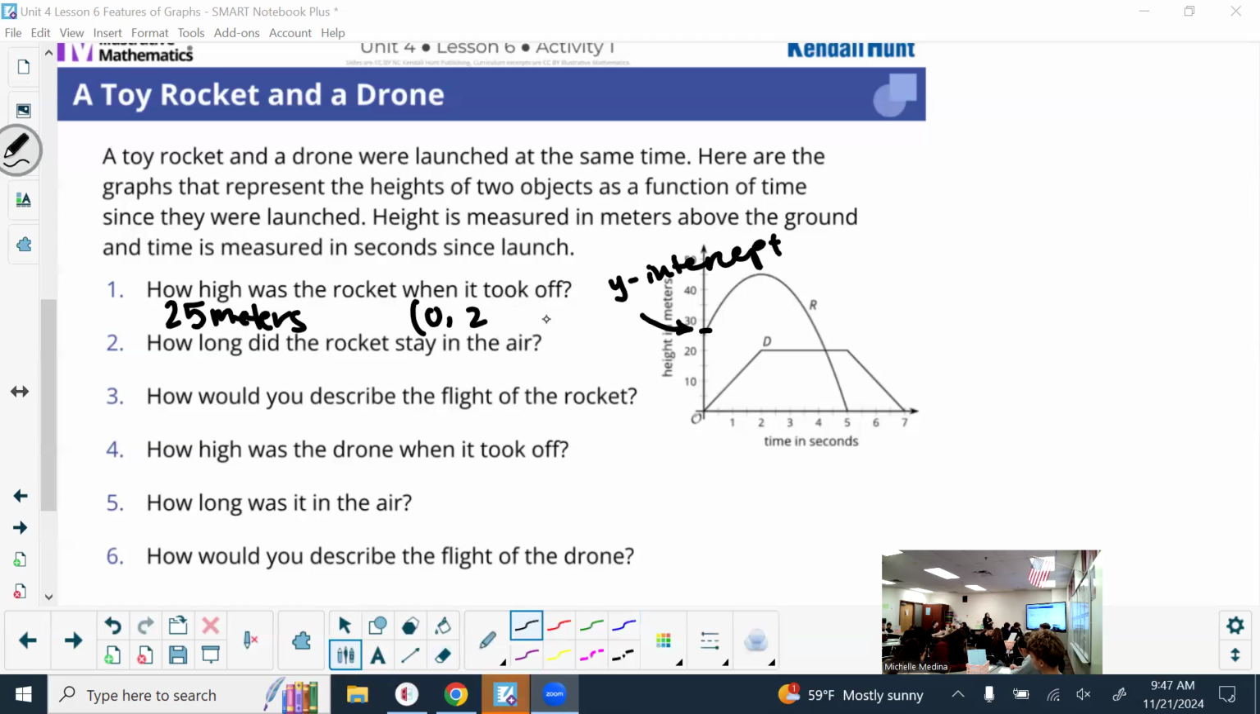All right, questions on that? So by definition, your y-intercept is when x is 0. If x is supposed to be like time in seconds since it was launched, then at 0 seconds will give me the height that it was launched at. Good. Table 9, what about how long did the rocket stay in the air?